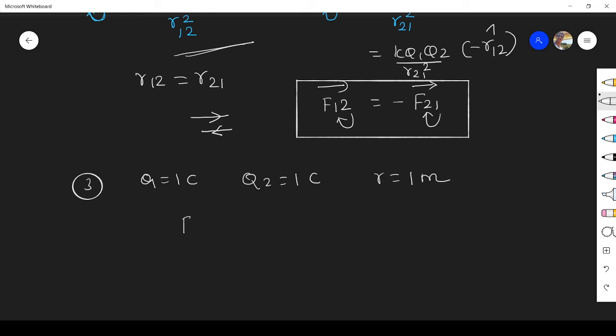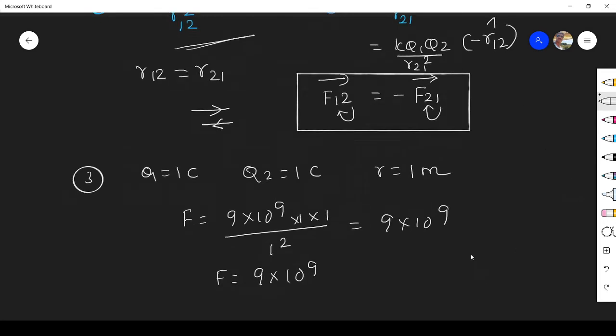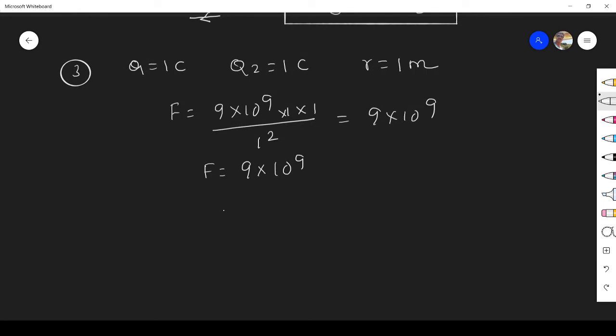Now, what is Coulomb's force? The K value is 9 into 10 power 9. Q1 is 1, Q2 is 1, divided by R squared, which is also 1 square. That gives 9 into 10 power 9. You see, the force between two charges of value 1 coulomb separated by 1 meter is 9 into 10 power 9 Newton.